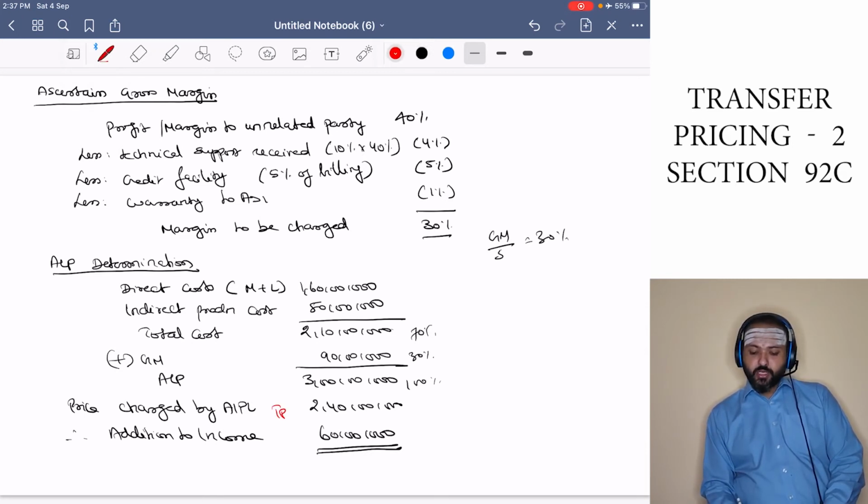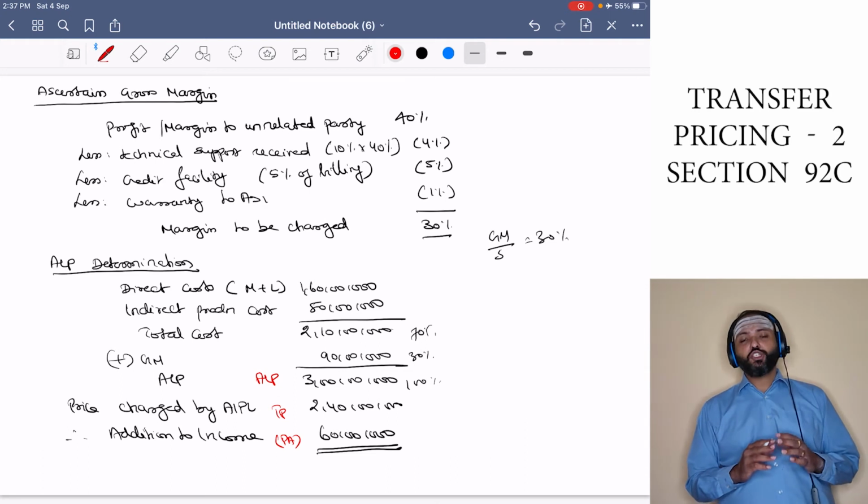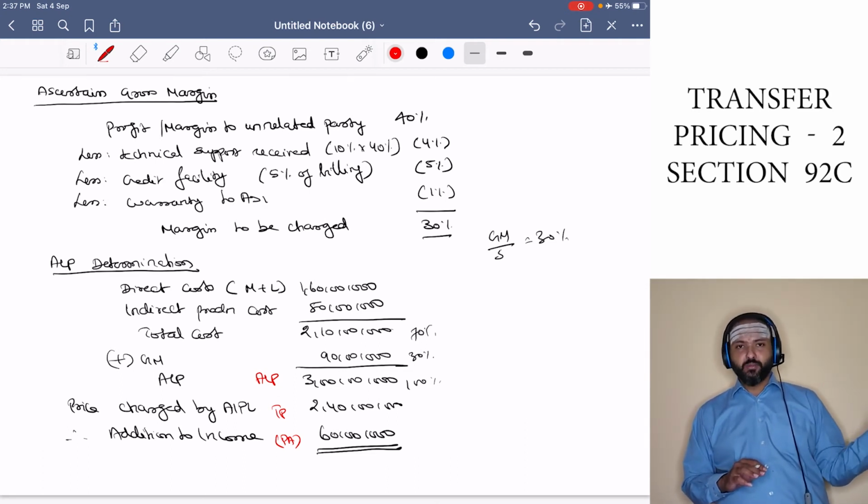This is the transaction price. This is the arm's length price. This is going to be the primary adjustment which you will have to make sure that your income is in line with the arm's length price. So this is called as cost plus price.